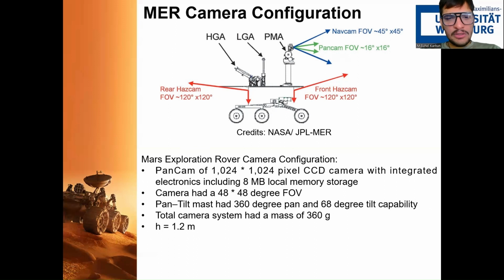The configuration of this rover is as follows. Panoramic cameras are 1024 by 1024 pixel CCD cameras with integrated electronics including 8 MB local memory storage. Camera had a 48 by 48 degree field of view. Pan and tilt mast had 360 degree pan and 68 degree tilt capacity, which is very good and very high compared to any other rovers. Total camera system had a mass of only 360 grams, when the height H is 1.2 meter.